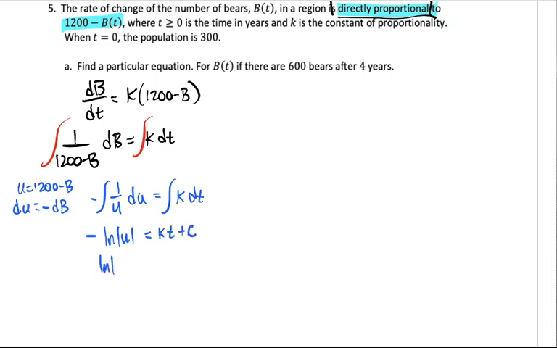I'm going to resubstitute back in the 1200 minus b. And at the same time, I'm going to multiply everything by a negative, so it's going to move it from the left side to the right side. So I'll get a negative kt. And again, when we deal with a constant, if I just make it negative, it still is just a constant. So I'm going to ignore the fact that we multiply that by negative.